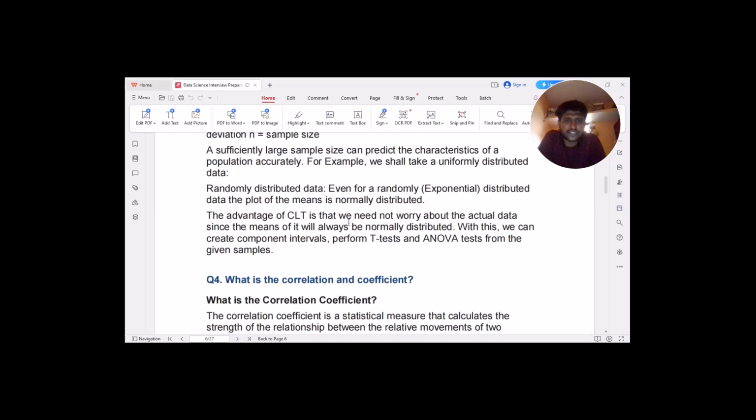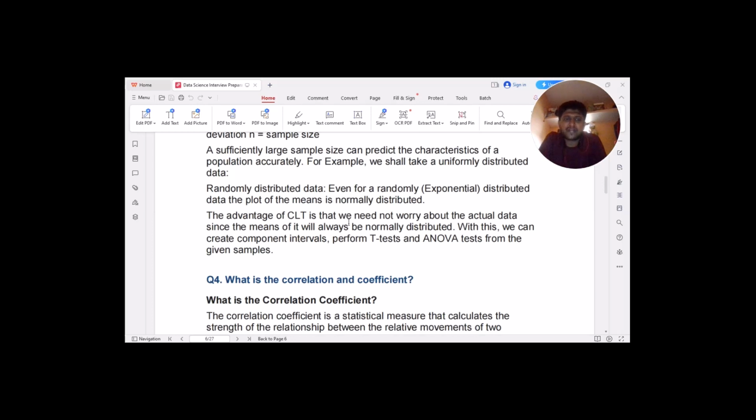The advantage of the central limit theorem is that we do not need to worry about the actual data, since the distribution of the means is always normal. We can create confidence intervals and perform the t-test and ANOVA test from the given samples.